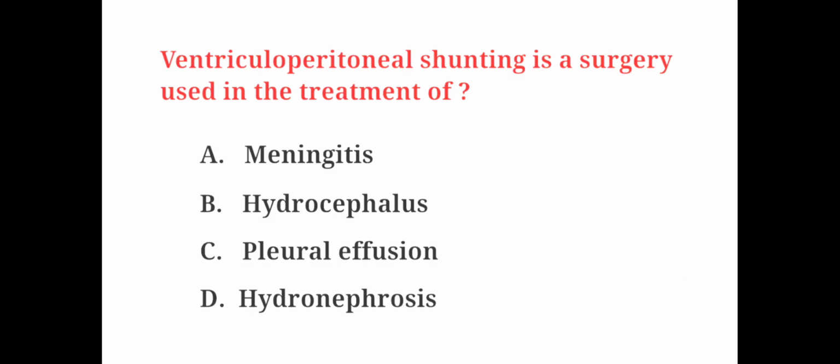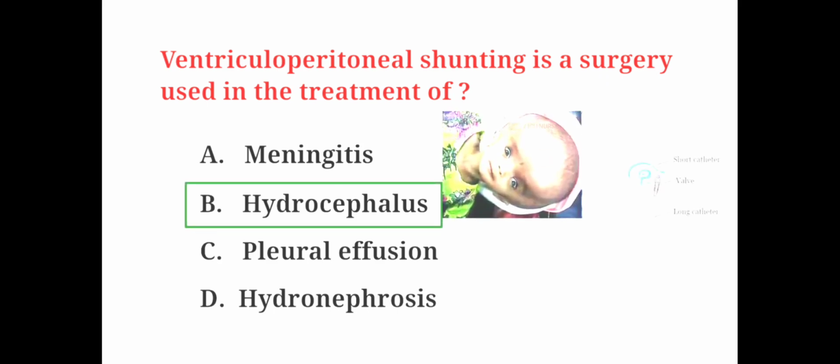Ventriculoperitoneal shunting is a surgery used in the treatment of A. Meningitis. B. Hydrocephalus. C. Pleural effusion. D. Hydronephrosis. And the correct answer is B. Hydrocephalus. Ventriculoperitoneal shunting is a surgical procedure that primarily treats a condition called hydrocephalus. This condition occurs when excess cerebrospinal fluid collects in the brain's ventricles.